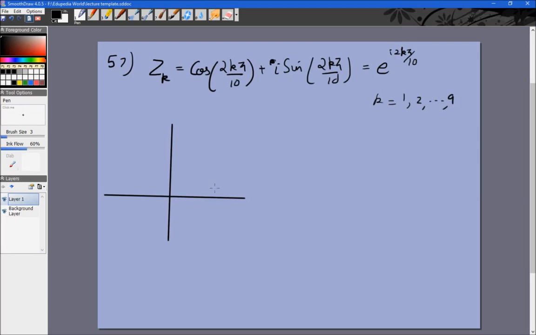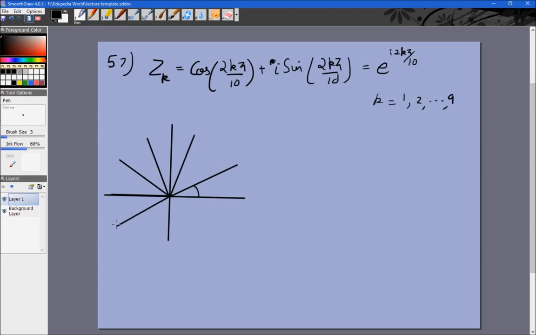If k is 1, this is e to the power iota π/5. That means at an angle of π/5. Then you have 4π/10 or 2π/5. Then you have 6π/10 or 3π/5, which will go like this. Then you have 8π/10 or 4π/5. And then you have finally this one, which is k will take the value 5, so this will be 10π/10, which will be e to the power iota π. Then you'll have the inverses.